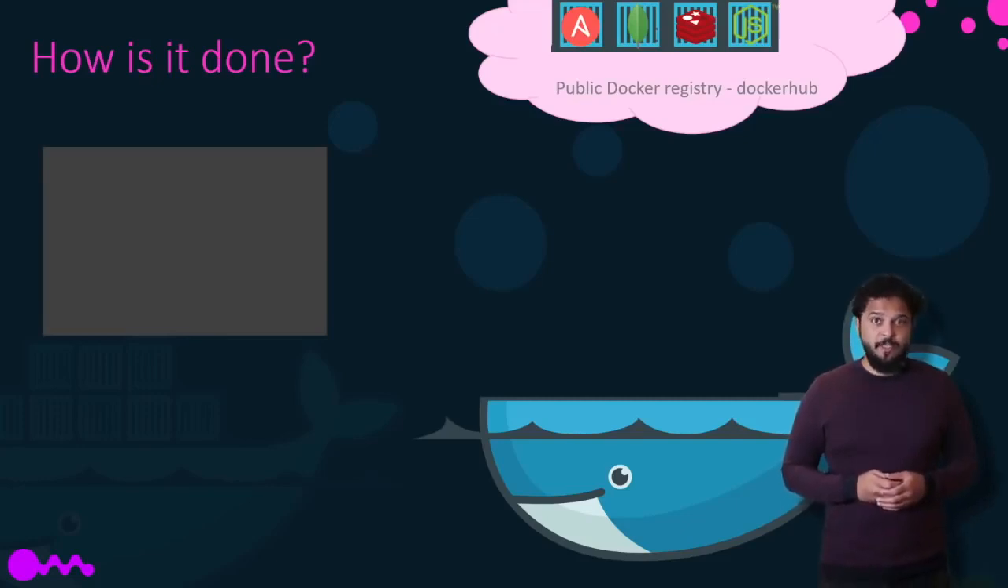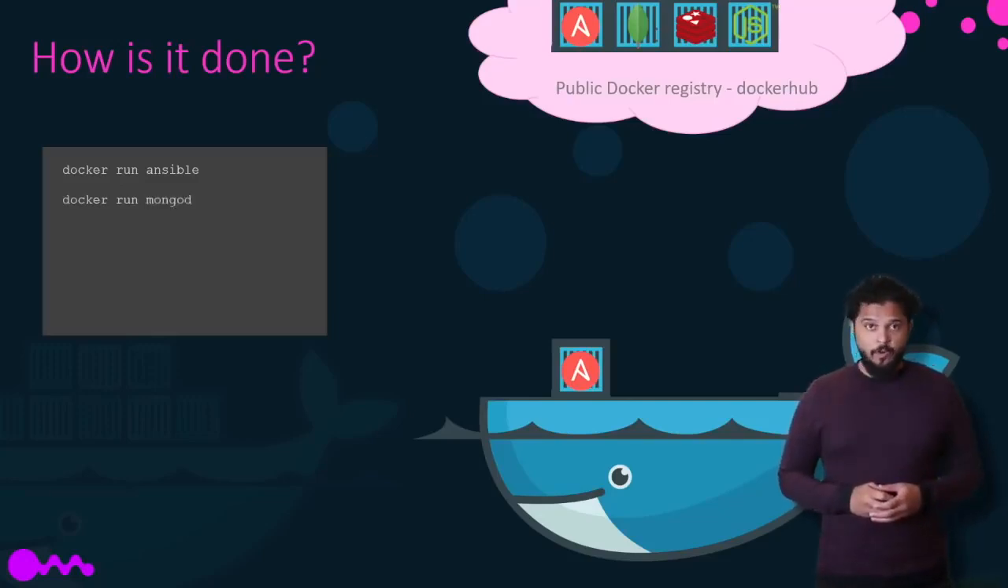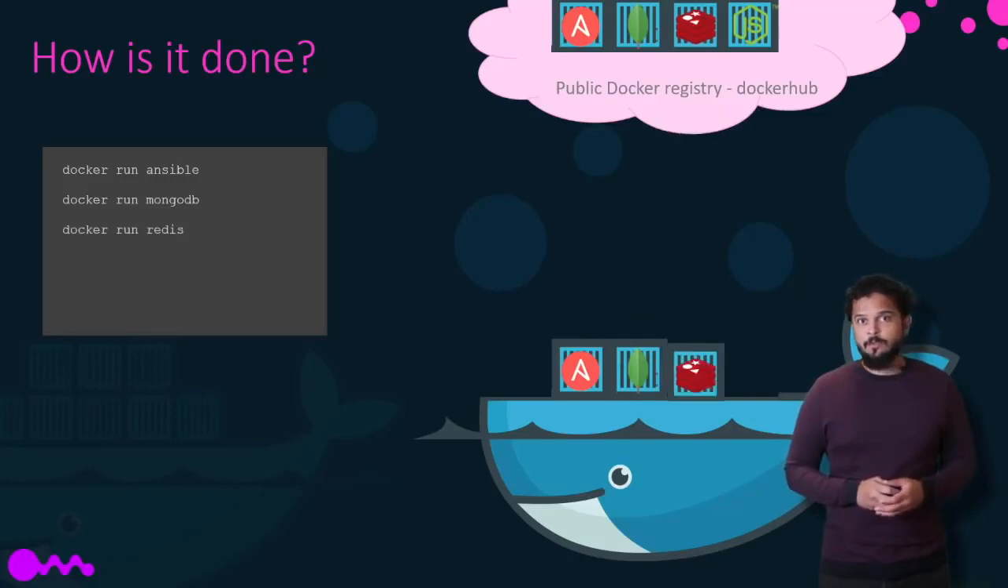There are lots of containerized versions of applications readily available as of today. Most organizations have their products containerized and available in a public Docker repository called Docker Hub or Docker Store. For example, you can find images of most common operating systems, databases, and other services and tools. Once you identify the images you need and you install Docker on your host, bringing up an application is as easy as running a docker run command with the name of the image. In this case, running a docker run Ansible command will run an instance of Ansible on the Docker host. Similarly, run an instance of MongoDB, Redis, and Node.js using the docker run command.